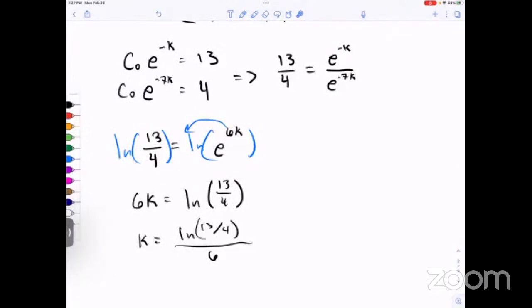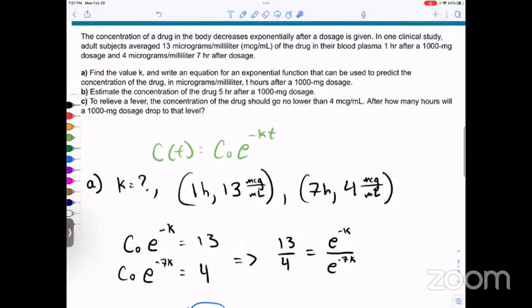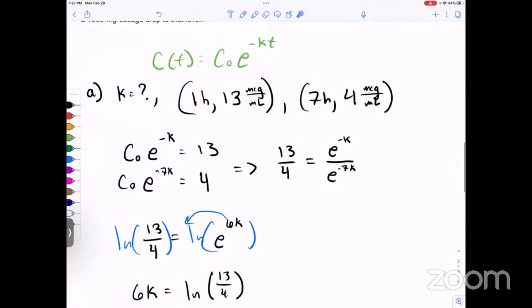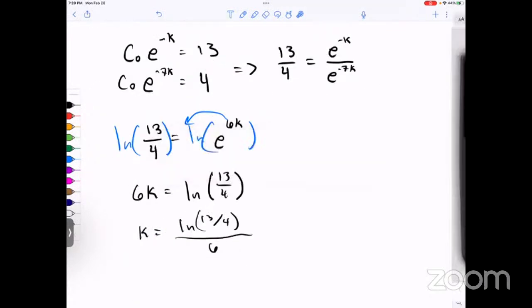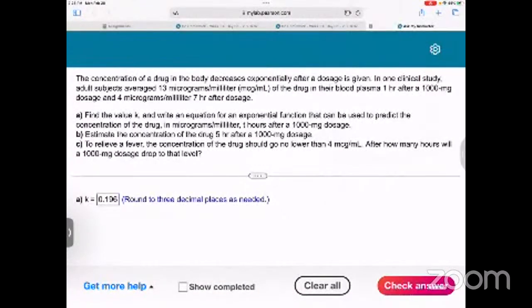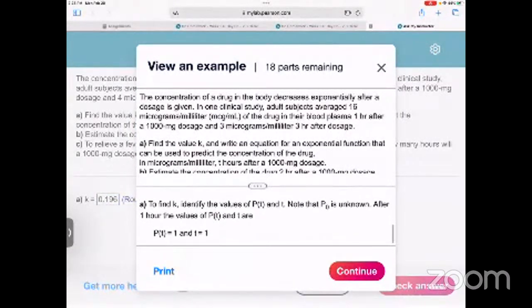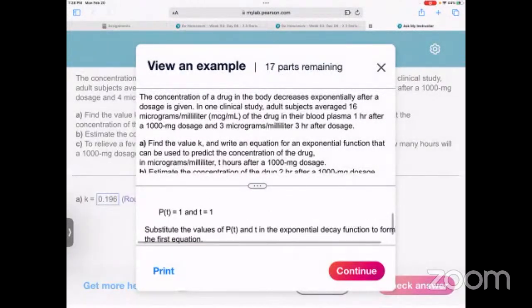Let's see. What else are we missing? Did we use exponential decay? Decreases exponentially, yeah. E to the kt, yeah, we got that. Let's see, what are we missing? Round to 3 decimal places as needed. 196. I'm gonna view an example. To find k, yeah, we did this. Identify p of t and t. Note that p naught is unknown. After 1 hour, right, we did this. P naught, right? I think we got all of that, right? We're good to go there.